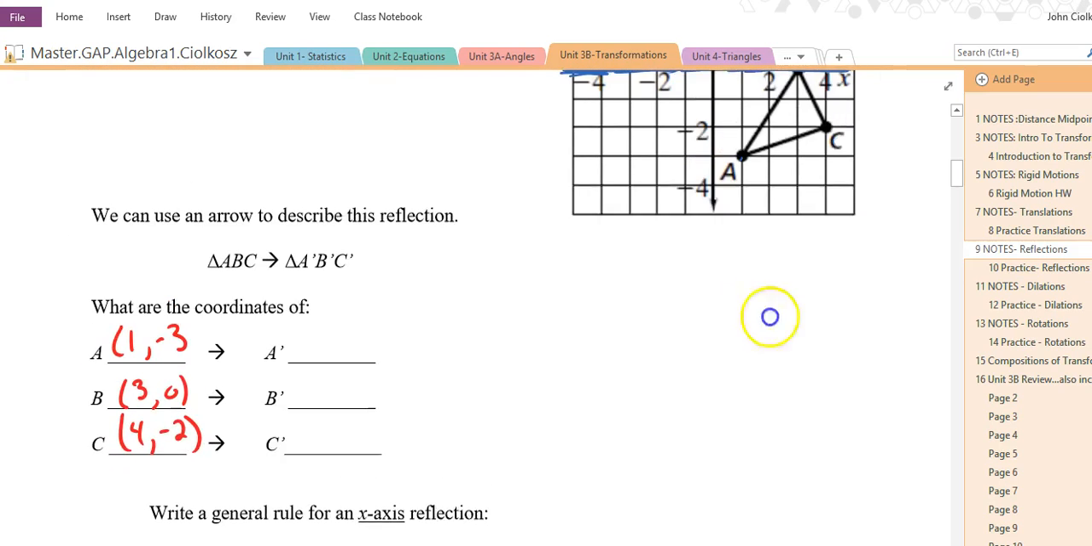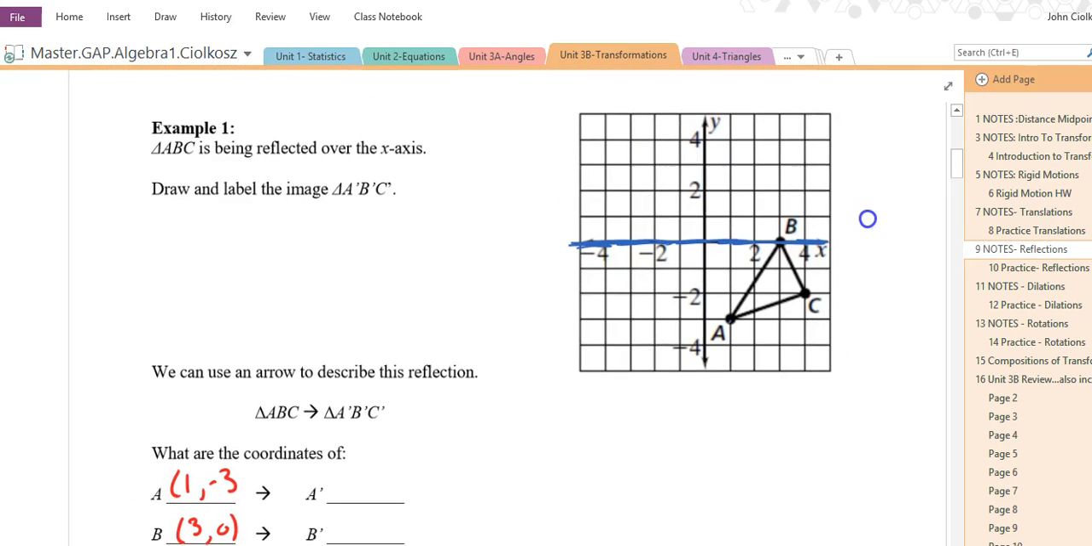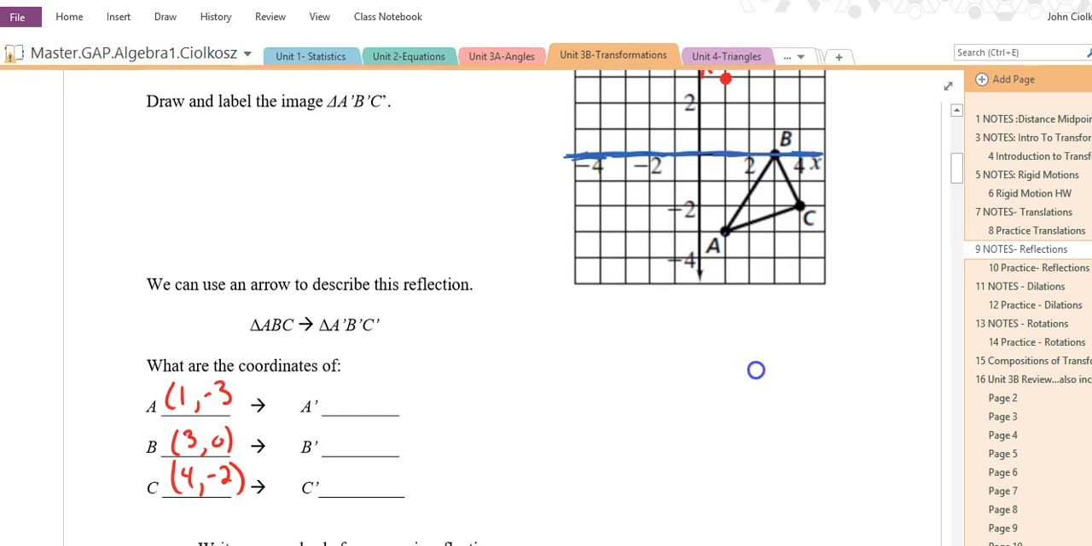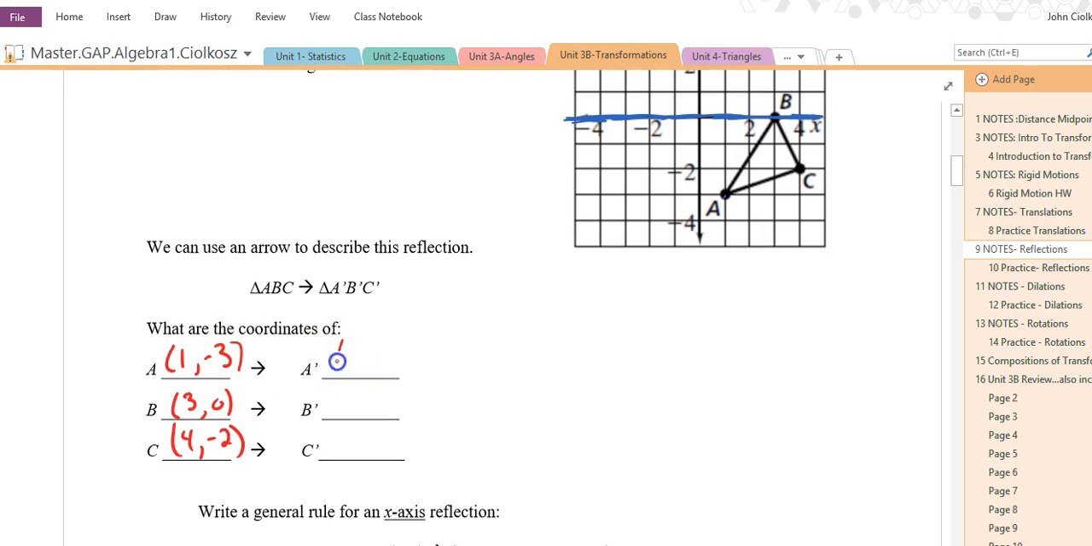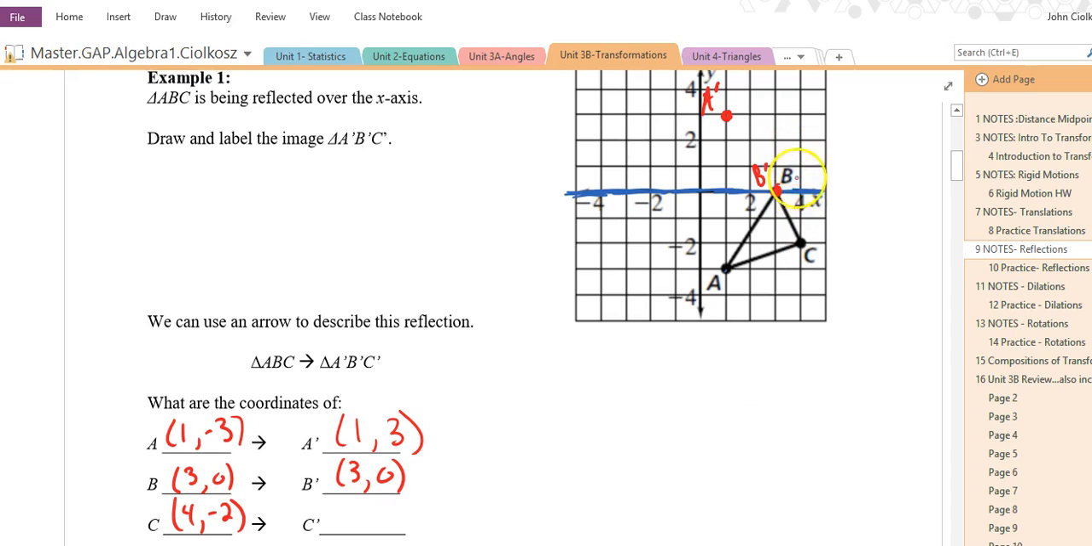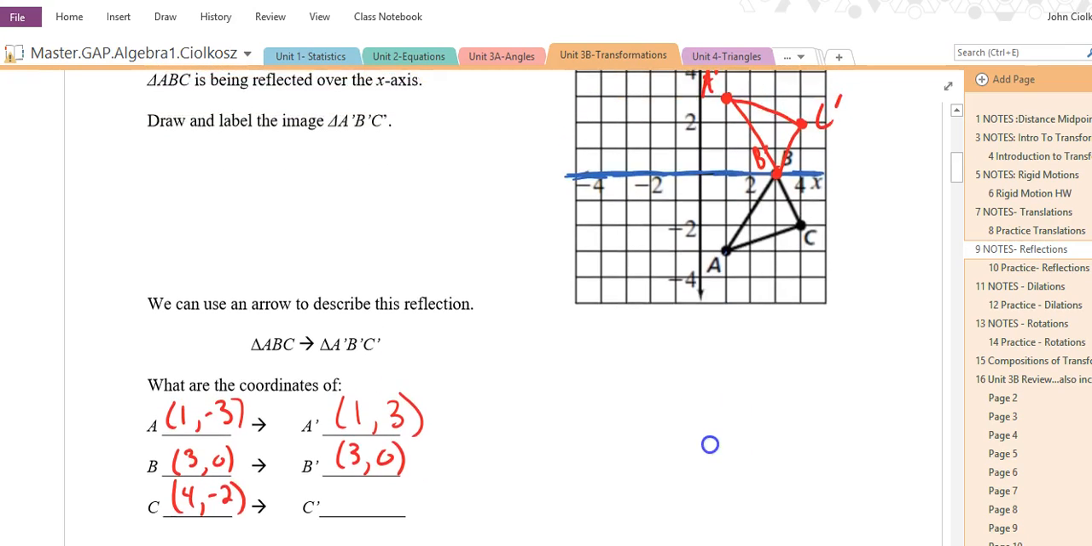Now before we write the coordinates, we're going to go ahead and see what this would do. So if I flip it over the line, let's see, it's 3 from the line. So instead of going down 3, I'm going to go up 1, 2, 3. So that new point is at 1, +3. B, well, it's on the line, so it's a distance of 0, which means it's going to stay there when I make a new one. So B is still at 3, 0. C, well, it's a distance of 2, so it's going to go up 1, 2. And I get my new triangle. So those coordinates will be 4, +2.